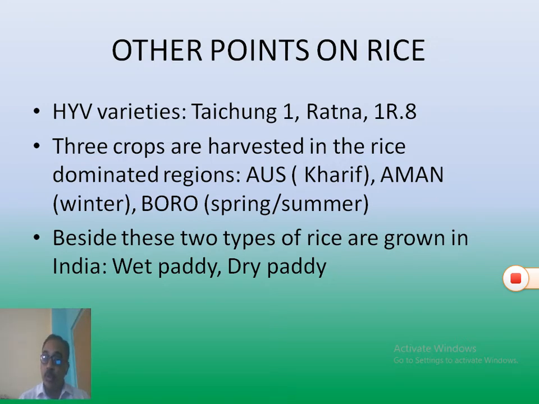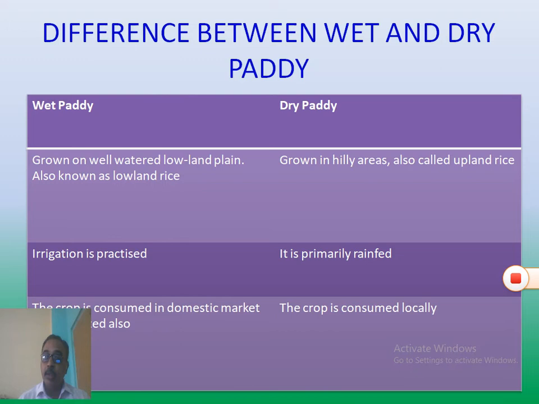Beside this, there are also 2 types of rice grown in our country: wet and dry paddy. Now, if you see the difference between wet and dry paddy, it is very similar. Wet paddy is grown on a watered lowland plain. This is also known as the lowland rice, whereas dry paddy grows in the hilly areas. It is also called upland rice.